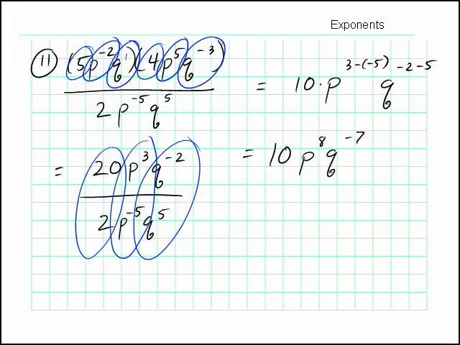And one more step. We always write our answer with no negative exponents, and so I'm going to have to take the q and move it down to the denominator to make that q to the positive 7. So my result is going to be 10 p to the 8th in the numerator. Move the q downstairs. It's now q to the positive 7, and that is my answer.